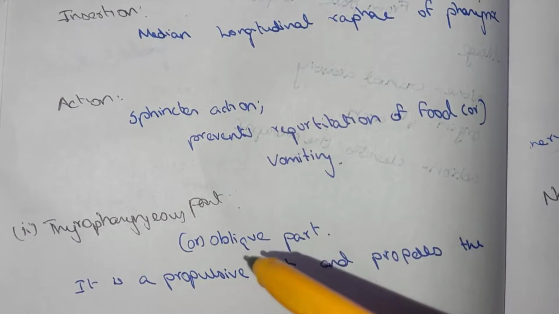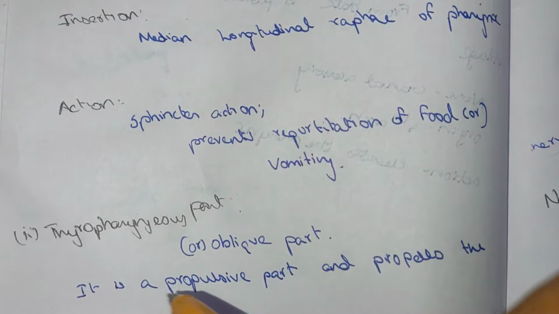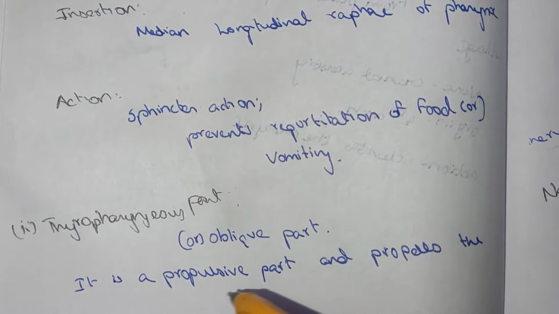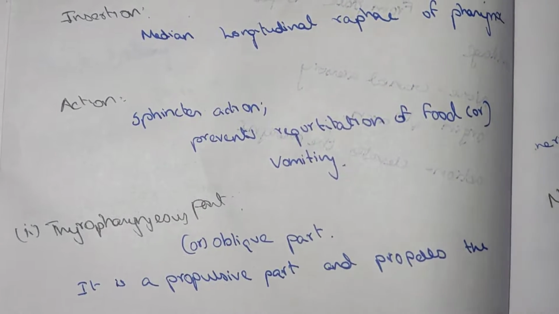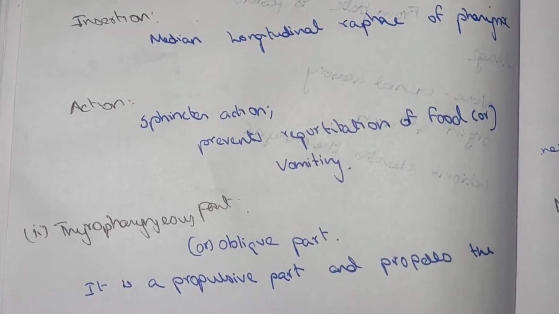Thyropharyngeus part, or it is known as oblique part. It is a propulsive part and propels the food down. It helps to swallow the food.